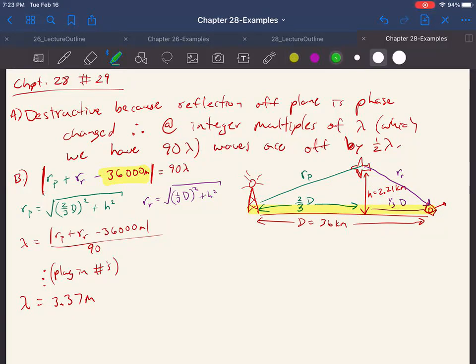The path that the reflected waves take is this upper path up here, which I called RP, the distance from the radio tower to the plane. And then I called RR the distance from the plane to the radio. So that would be RP plus RR. And the difference between those two, with an absolute value around them, has to be equal to 90 lambda, because we were already told it was a path length difference of 90 wavelengths.